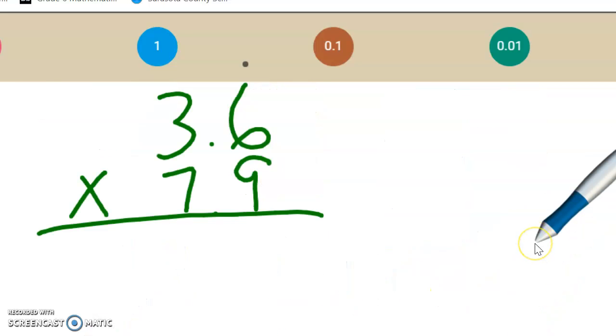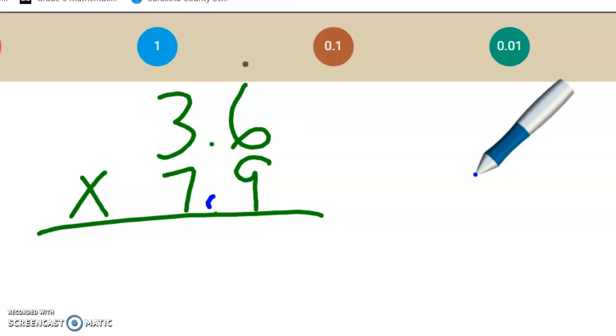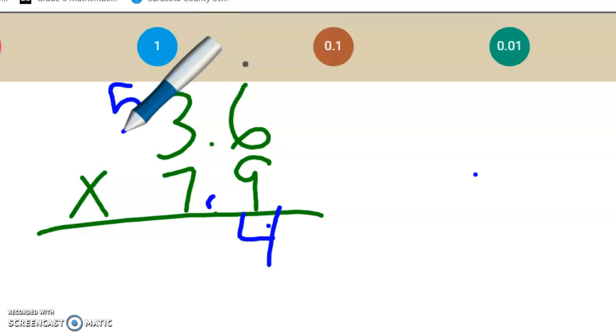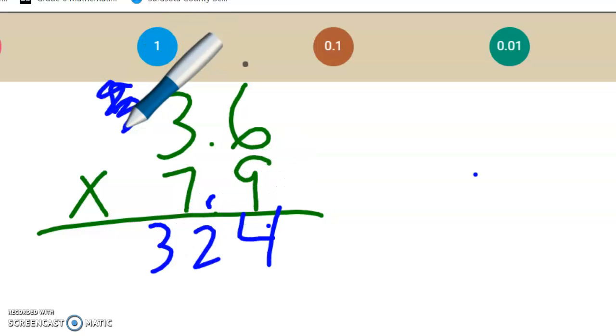Okay, so problem number 3 is a multiplication problem. And what we need to know with multiplication is we do nothing different. We just do exactly the same way with decimals and regular whole numbers, except for at the end. So our first numbers that we multiply are 9 times 6. That's going to give us 54. And we carry our 5. And 9 times 3 is 27, plus 5 is 32. And we do nothing with that decimal.